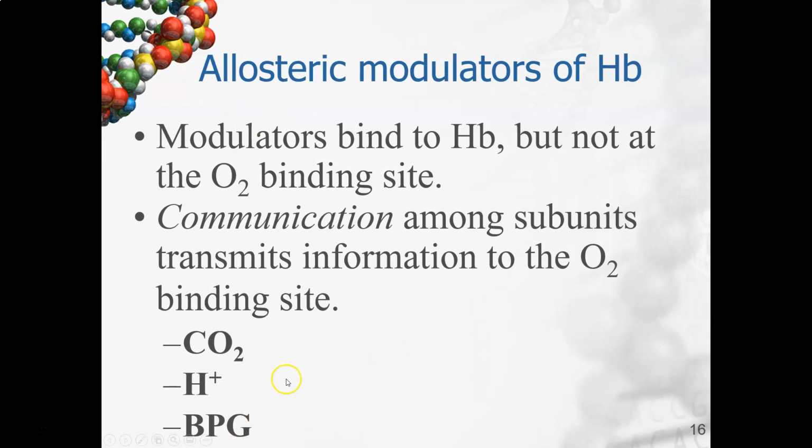So with hemoglobin, those allosteric modulators, there are 3 main ones that are CO2, protons, and bisphosphoglycerate. Allosteric means other place. These 3 allosteric modulators don't bind to the oxygen binding site. They bind somewhere else. But when they do bind, they communicate information to the oxygen binding site. So we want to see how that happens.